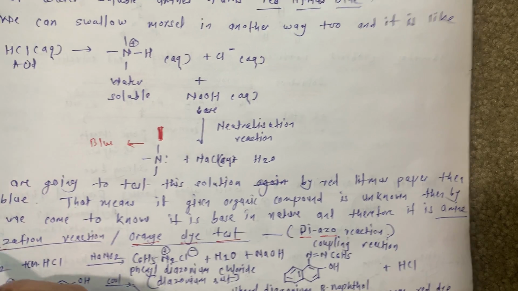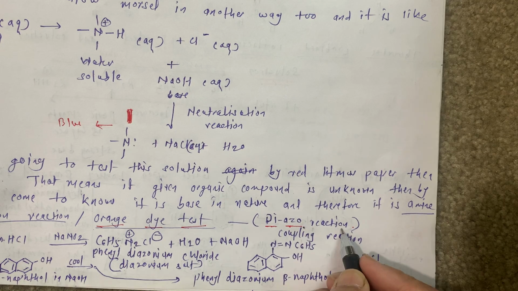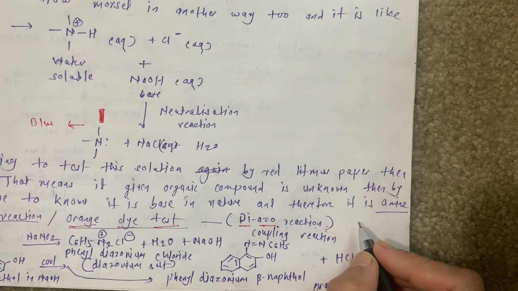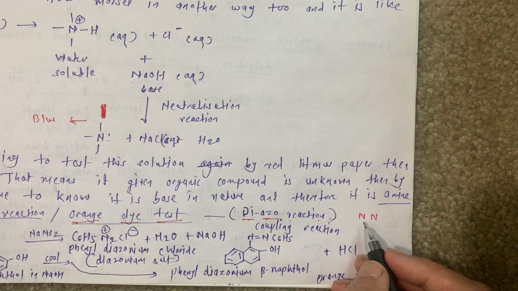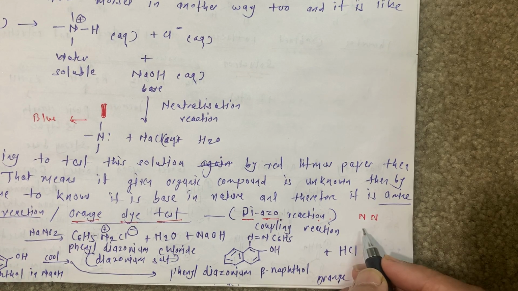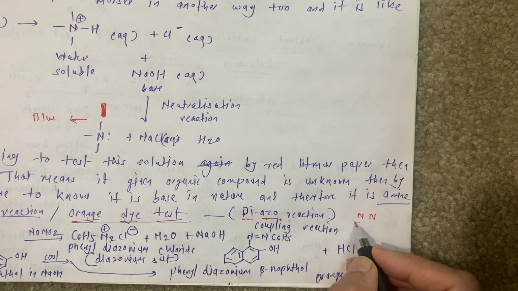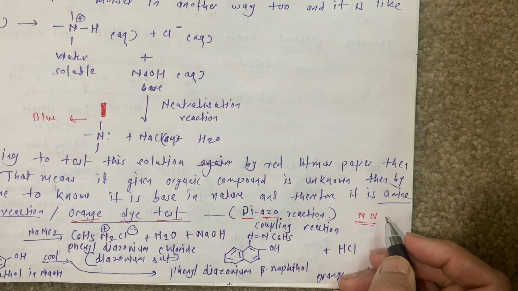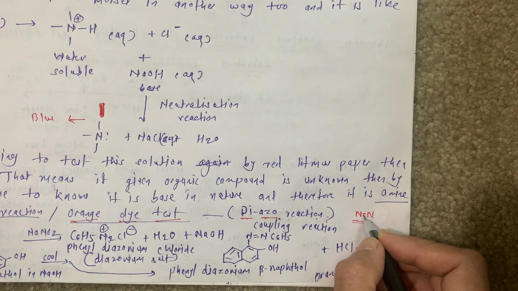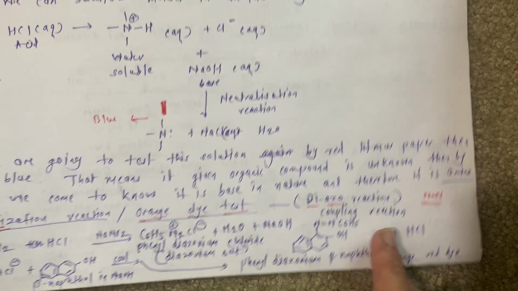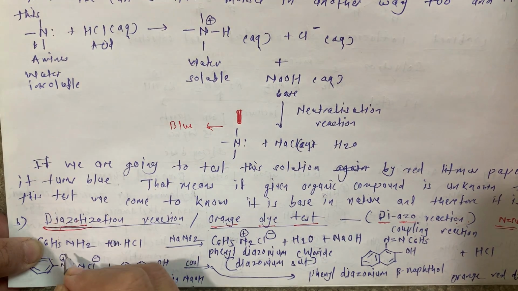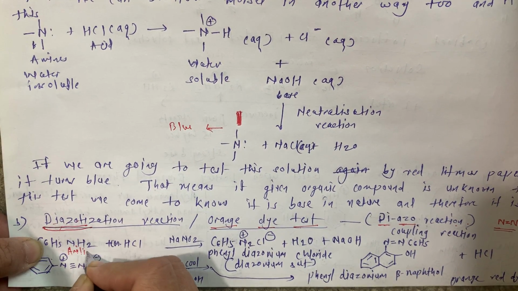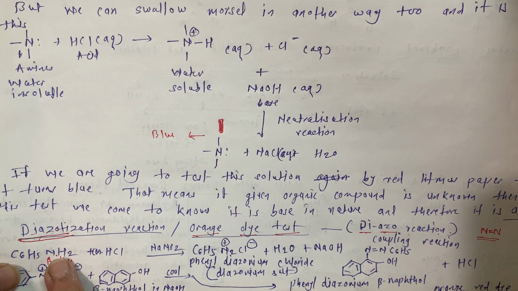We can separate it as the diazo reaction. Diazo is nothing but two nitrogens connected to each other, that is diazo. So what is this reaction exactly? First of all we will take aniline. This is our aniline, an aryl amine, C6H5NH2.